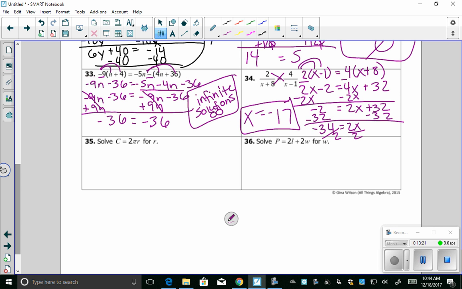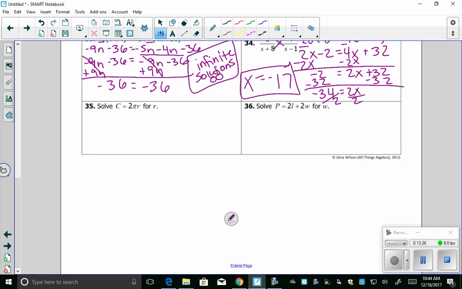Number 35. Solve c equals 2 pi r for r. So I'm trying to get the r by itself. So if I have c equals 2 pi r, because everything is being multiplied by r, I can just say, okay, I'm going to divide by 2 pi. So that my final answer is going to be r equals c divided by 2 pi. Those are literal equations.